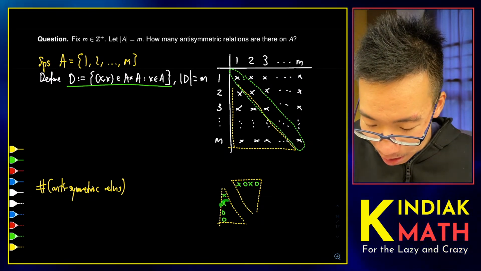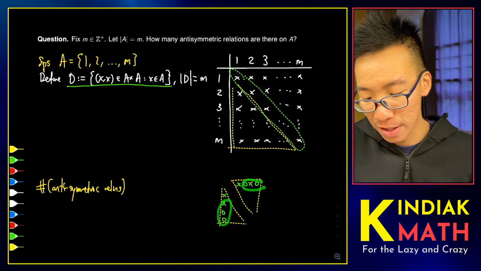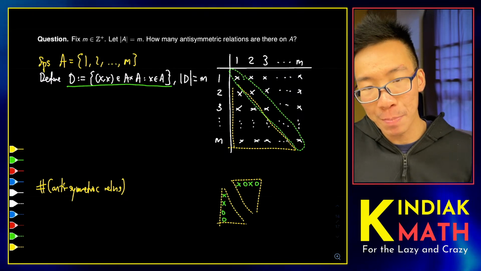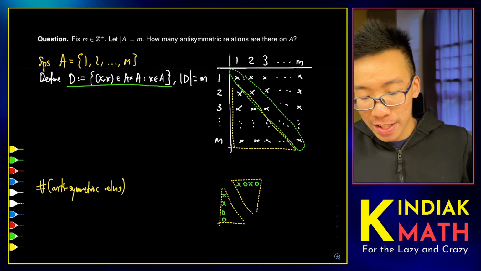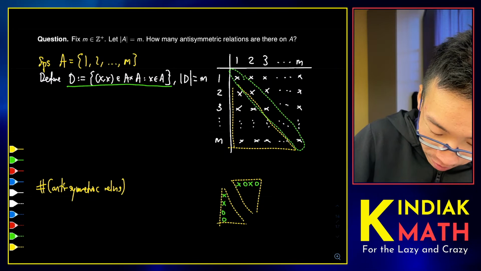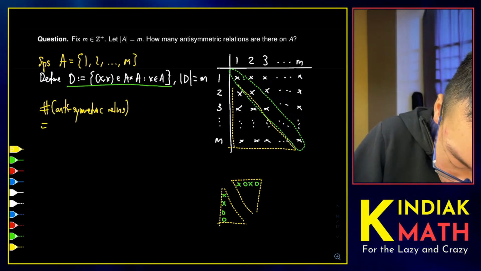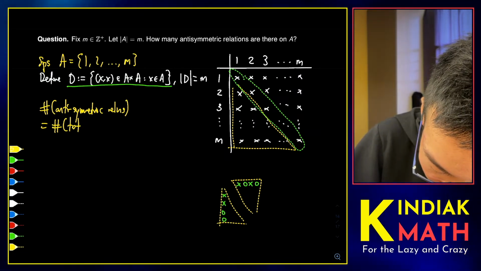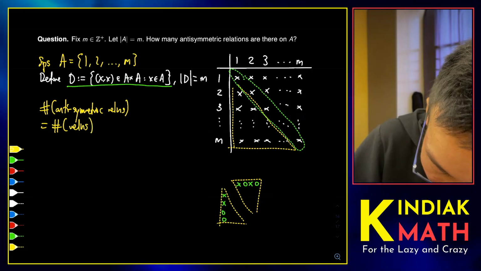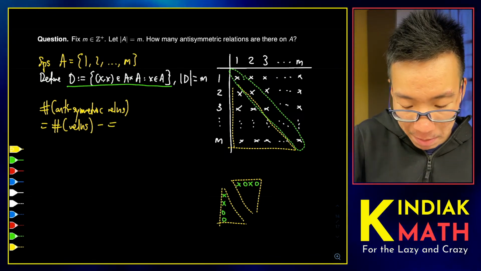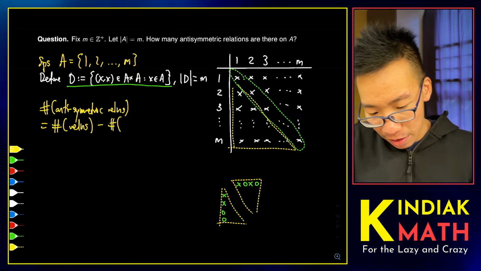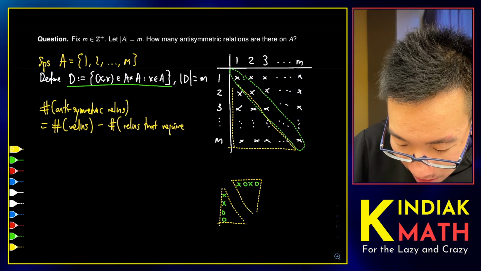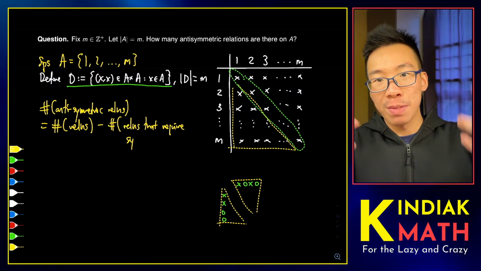Anti-symmetry basically allows for the remaining three situations. It does not allow for this situation of both happening at the same time. So what that actually tells me is that the number of anti-symmetric relations is equal to the total number of relations subtracted away by the number of relations that require the symmetric property.